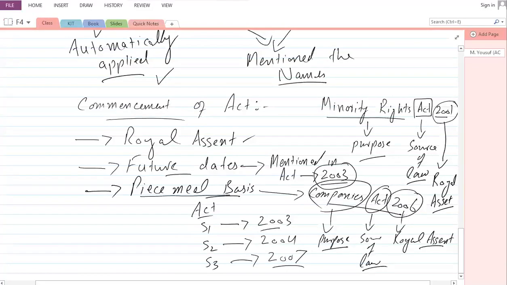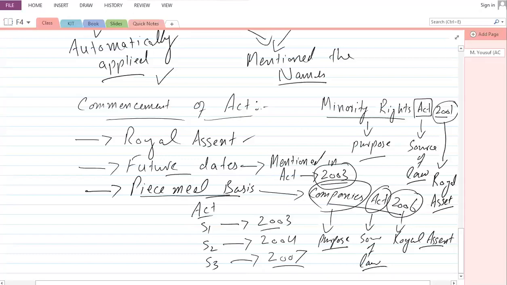So the Companies Act 2006 was also established on a piecemeal basis. Royal assent was provided in 2006, and the first section was enforced in 2006, but the second section was enforced in 2008, and the third section was enforced in 2011. So there is a case that an act is provided royal assent in 2006, but its enforcement may start on future dates, or different sections may have different dates of enforcement. So this is important. An examiner can ask you to justify the commencement of the act.